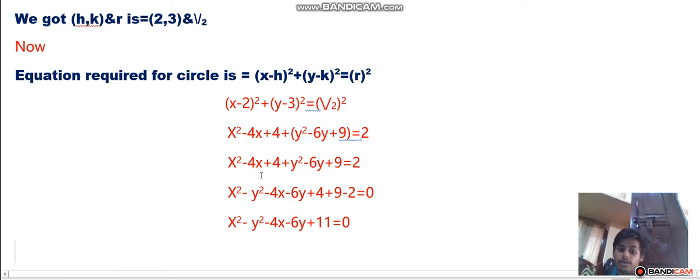So x square, then y square, then x, then y and constant. x square plus y square minus 4x minus 6y plus 4 and plus 9. When we bring the 2 to this side, it will be minus 2 is equal to 0. See, x square plus y square minus 4x minus 6y plus 7 is equal to 0. This is the required equation.